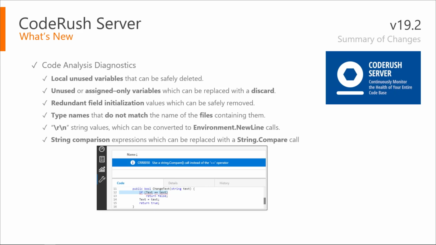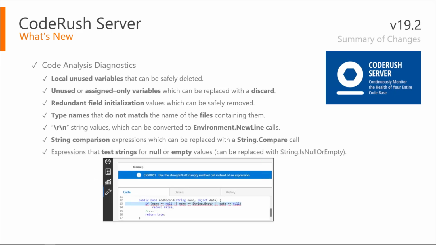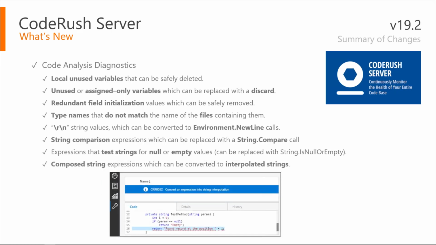String comparison. So these are useful often if you want to do a lowercase comparison instead of just a case-sensitive one, that sort of thing. And expressions that test a string for null or empty, we can replace with string.IsNullOrEmpty. So this is analysis. Now you still are going to need CodeRush to make these fixes, or you're going to have to fix them by hand, but this can tell you the pieces that are wrong inside of there.